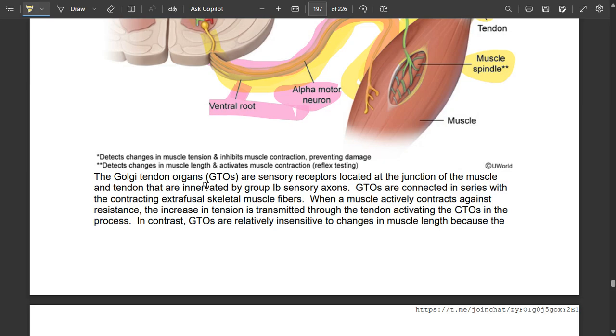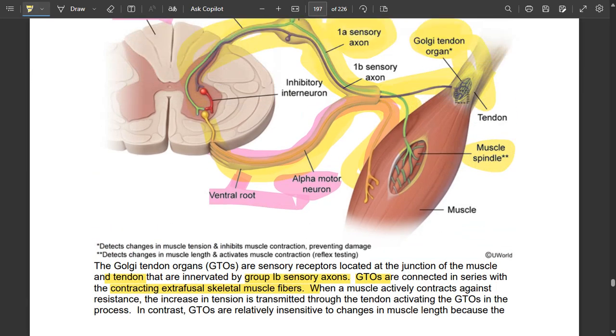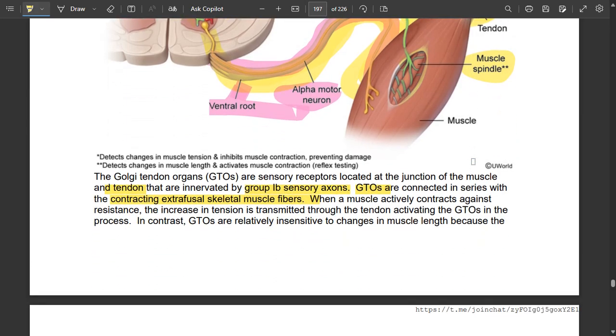The Golgi tendon organs are sensory receptors located at the junction of the muscle and tendon. So Golgi tendon organs are present in the tendons. They are innervated by group 1B sensory axons. Golgi tendon organs are connected in series with the contracting extrafusal skeletal muscle fibers. So here they are present in series with contracting extrafusal skeletal muscle fibers.